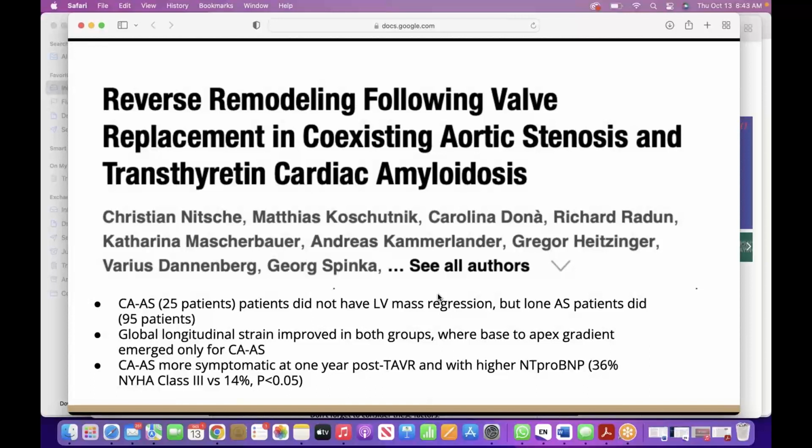I think prognostically it might be helpful as well to recognize the coexistence of these diseases, since at 1 year post-TAVR in this study, the patients with amyloid had worse NYHA class, with 36% of them having class 3 symptoms as opposed to 14% of the lone AS patients. They also had higher troponins and higher NT-proBNPs.